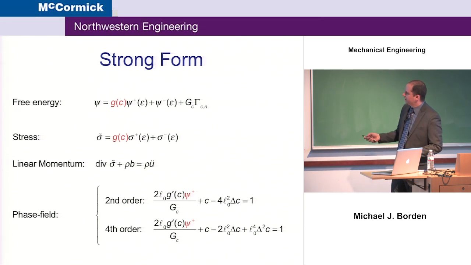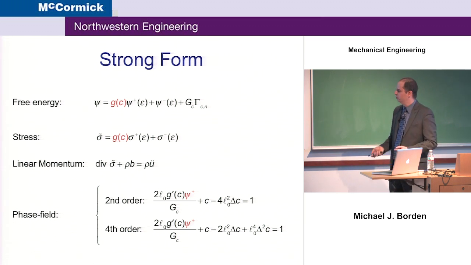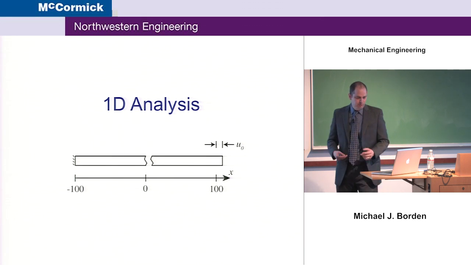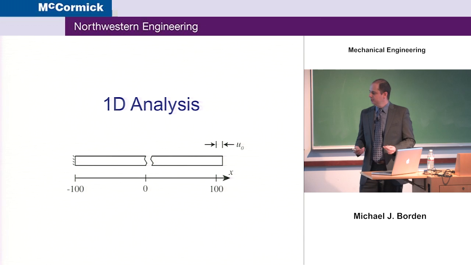Here's the strong form again. Everything up here is the same. This is the same as before. Here's the fourth order. Now we have 4 derivatives on our phase field, which means in the weak form we require 2 derivatives, which means we need a smoother basis function. So what do we get? Does this actually improve our model? And the answer is yes.